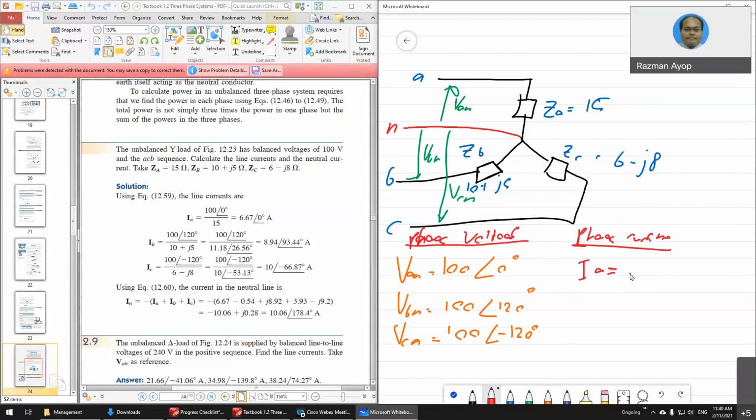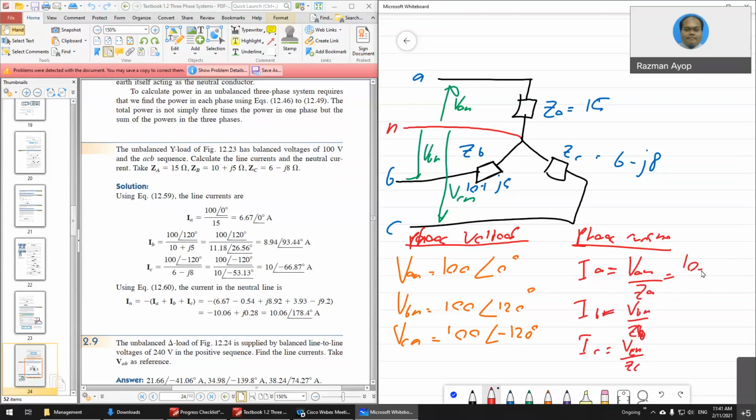IA is VAN divided by ZA. IB is equal to VBN divided by ZB. IC is equal to VCN divided by ZC. This one is ZB, sorry. So you have to calculate one by one.